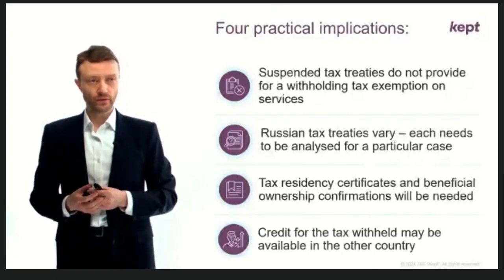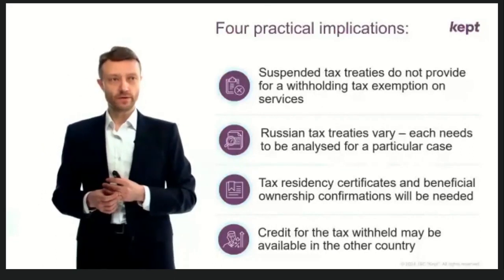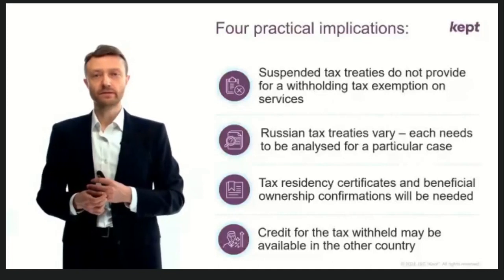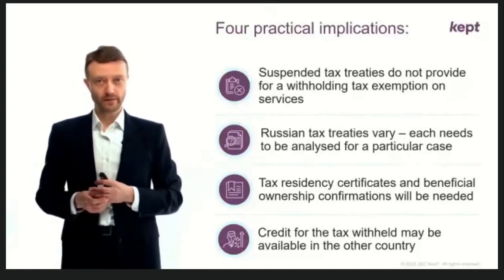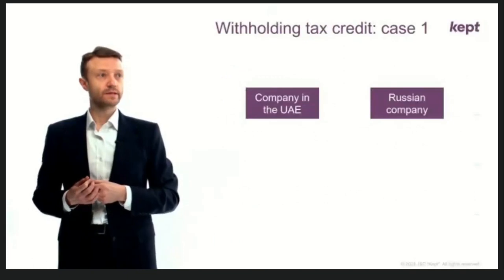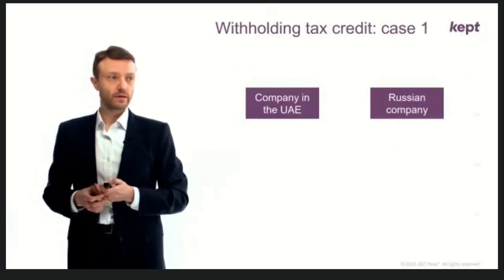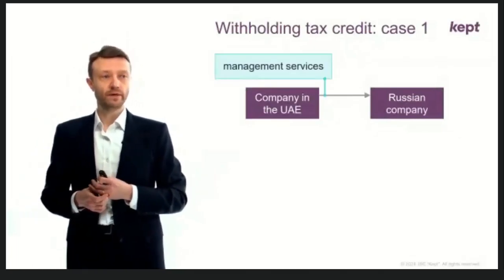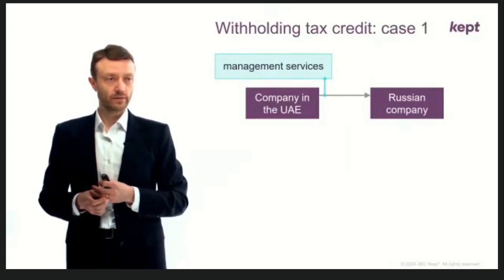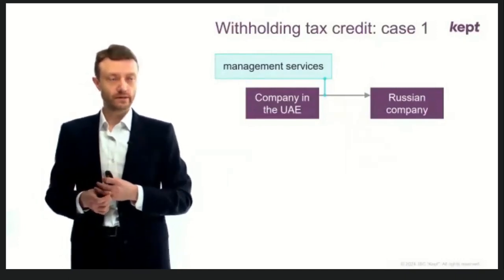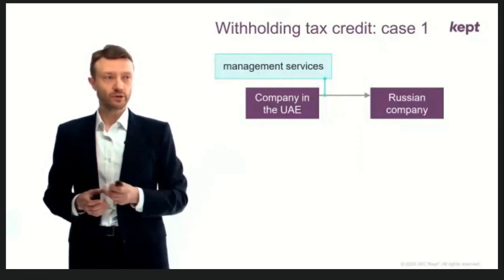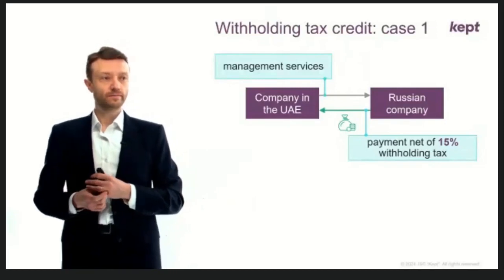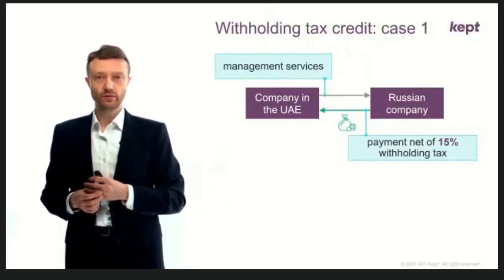And if nothing works, and for one reason or another withholding tax is due on services, it needs to be seen if the withholding tax can be credited in the place where the service provider is located. And we will look at a couple of examples in this context. If a Russian company this year pays, for example, management services to a company in the United Arab Emirates, which is not uncommon these days, and since services are going to be subject to withholding tax, and if the companies are related, which is also an important condition, then payment should be made net of 15% withholding tax.